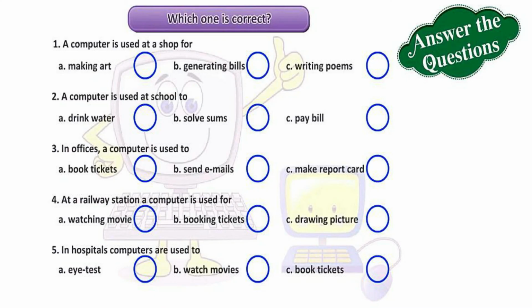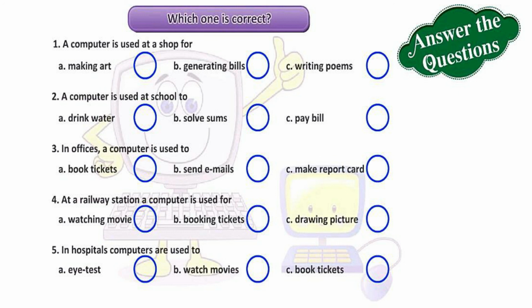Answer the questions. Here are some multiple choice questions for you, students. Number 1: a computer is used at a shop for A. Making art, B. Generating bills, C. Writing poems. Number 2: a computer is used at schools to A. Drink water, B. Solve sums, C. Pay bill.